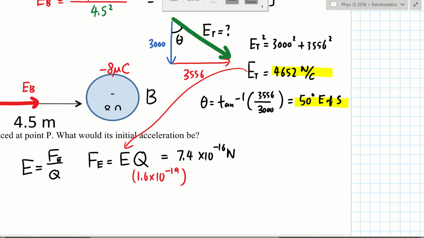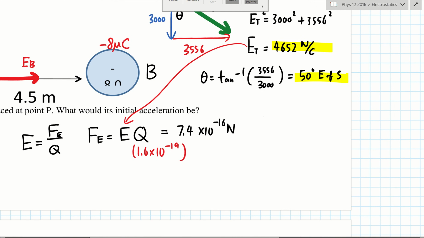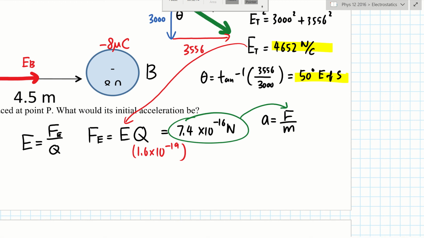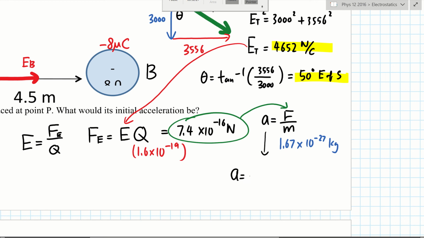So very small amount of force. But remember, the proton is extremely light though. So even though the force is small, if you do acceleration, which is ma, right? So force equal to ma. So if you want acceleration, you would then take the force and then divide by the mass of a proton. Mass of the proton is tiny. 1.67 times 10 to the negative 27 kilogram. So once you divide it, you get an acceleration value that is surprisingly large. About 4.5 times 10 to the 11 meter per second squared.